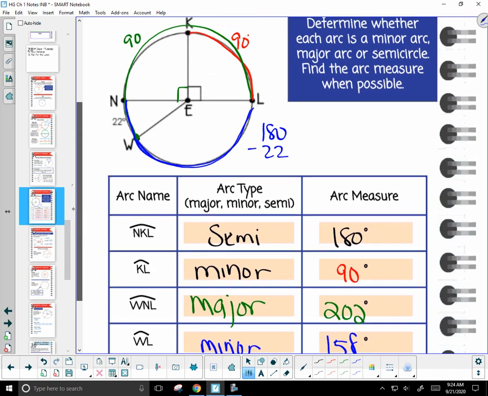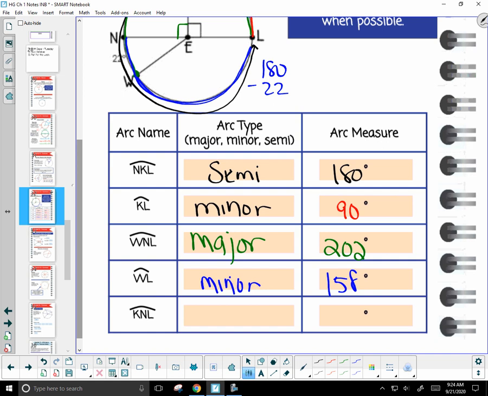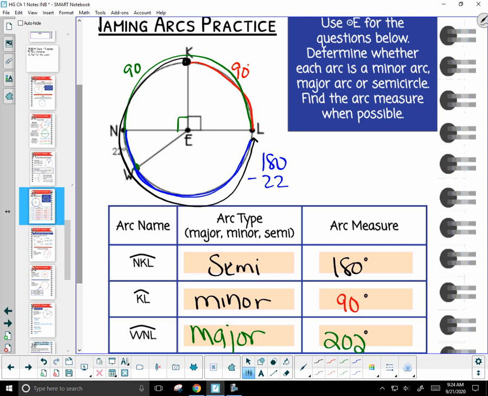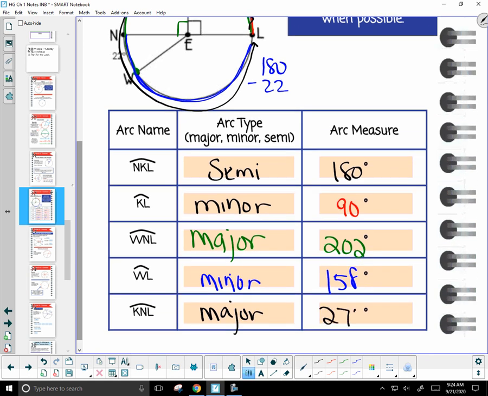KNL, arc KNL. All right, so we have, where's K? Oh, there we go. K to N to L. Is that major arc, minor arc, or semicircle? Major arc. Okay, so now we need everything really except for this 90 degrees, right? So 360 minus 90 gives me 270 degrees. Is that right? Yeah. All right.